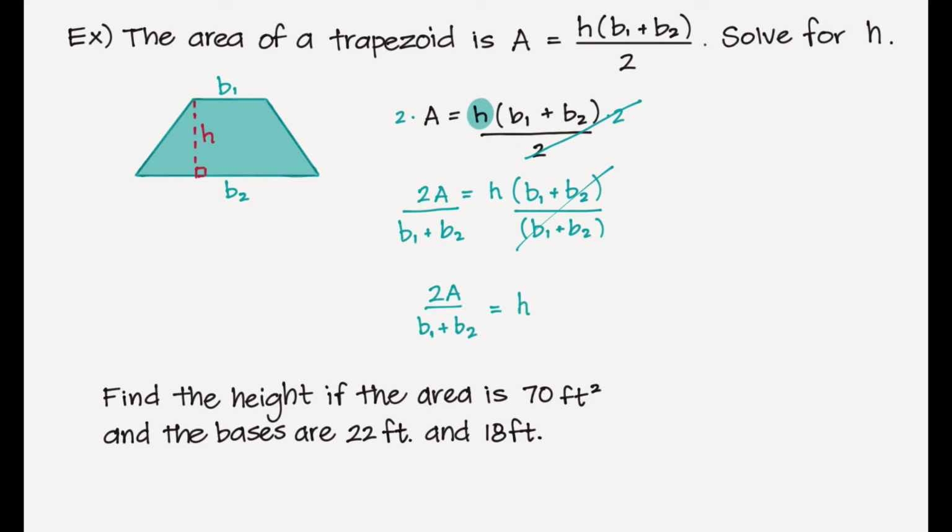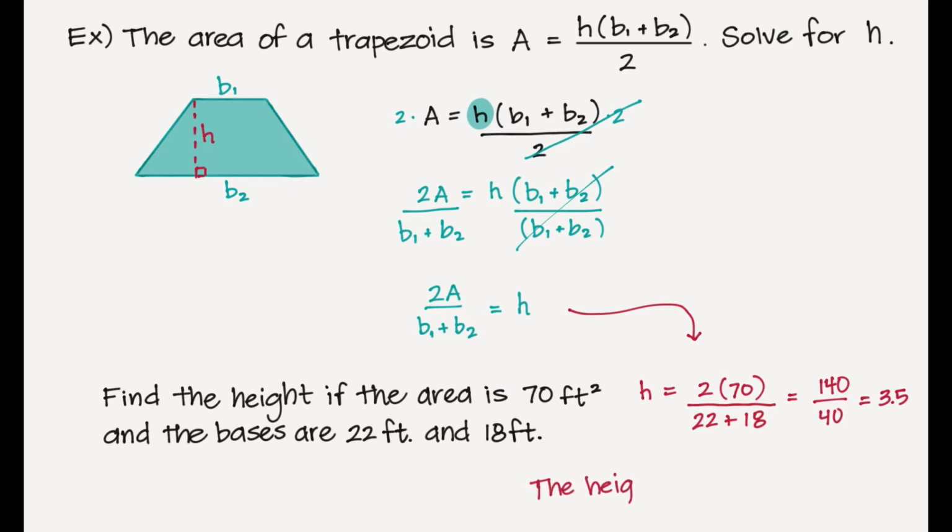So now that I have the h, we're going to plug in when the area is equal to 70 feet squared, and then also when the bases are 22 feet and 18 feet. So 2 times 70 is 140, and 22 plus 18 is 40. When I divide those, I get 3.5. So this is telling me that the height of this trapezoid is 3.5 feet. And that's it. All right, let's go ahead and move on to a new word problem.